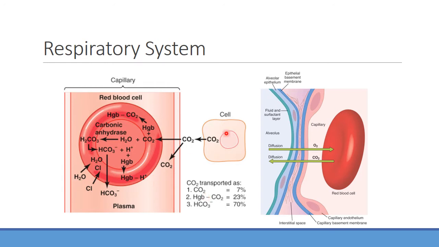We'll talk about the diffusion process here that occurs between the alveoli and the blood, and how we're actually going to be getting this process to occur. We'll talk about pressure differentials and all kinds of good stuff to see how we can get oxygen to the blood cell and get rid of CO2.